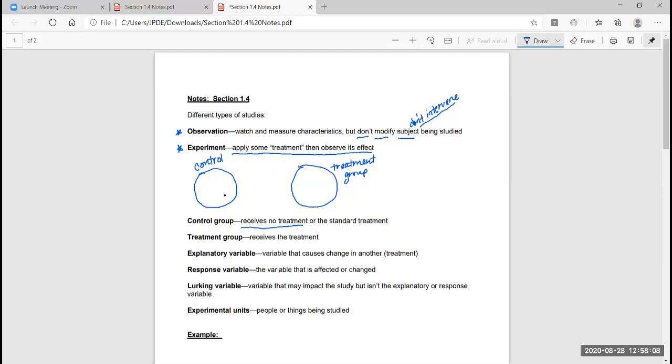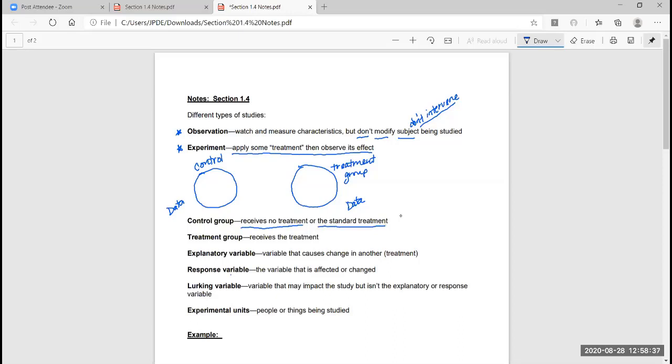So when you're done, you're going to get data from this group and data from this group, and you're going to have a mathematical, statistical method to compare the results to see if there's a difference. And we'll do some examples so you'll see how this works. So the control group doesn't get any treatment. You notice here I also have that the control group gets the standard treatment.